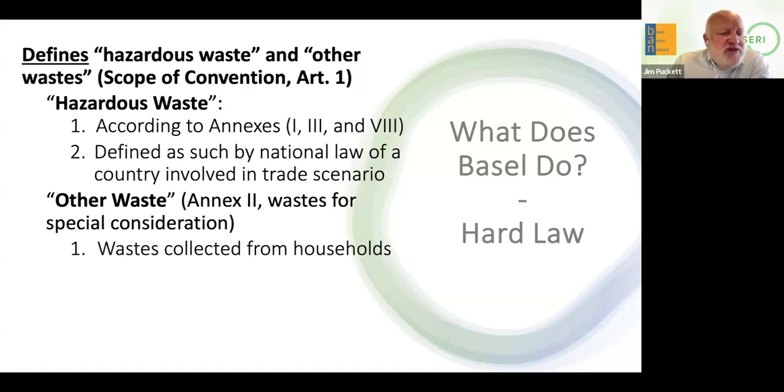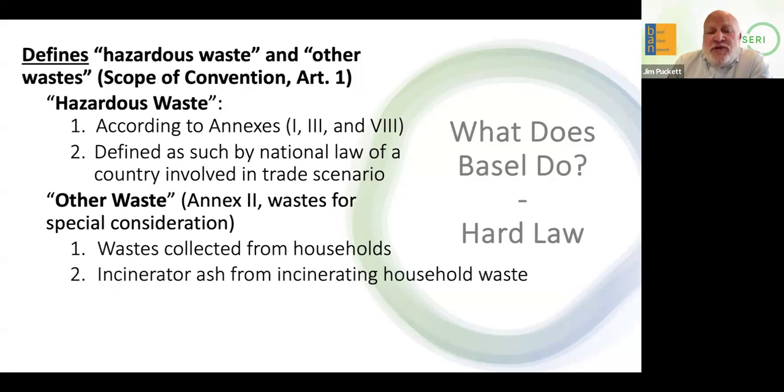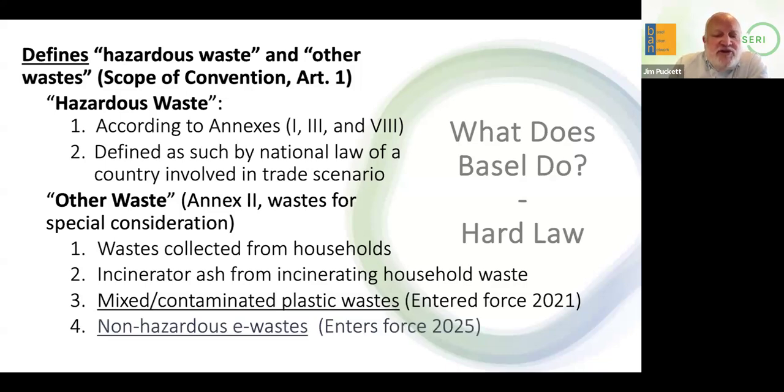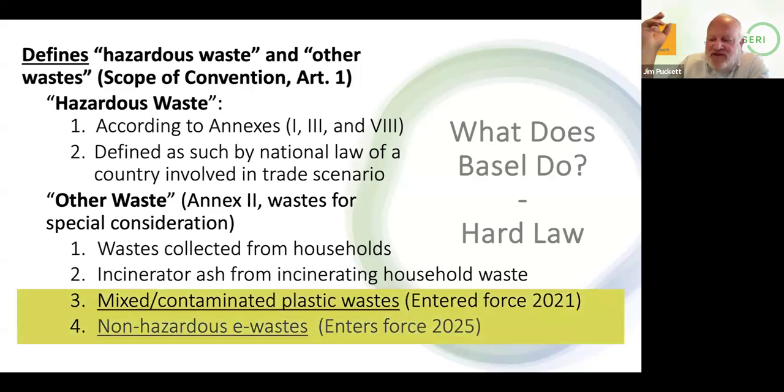And that originally was just waste collected from households, like household garbage, and incinerator ashes from incinerating household garbage. That was how it was for years and years. And then the plastic amendments happened, and they got an entry on other waste as Y48. And now, the beginning of next year, we're going to have another entry. So this is really the focus of activity in the convention, is more and more things are being added to this other waste Annex 2 category. This is really the topic of today's talk, these number 3 and 4 additions.